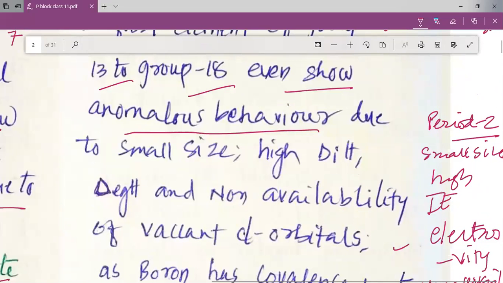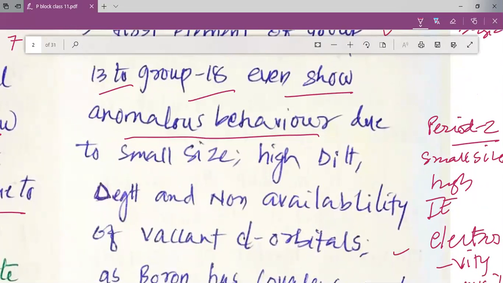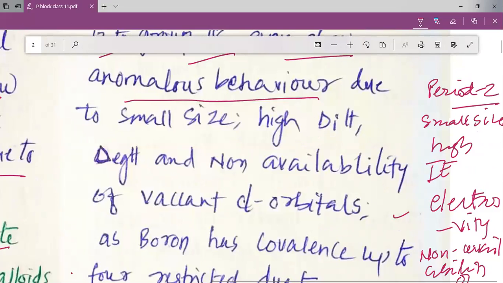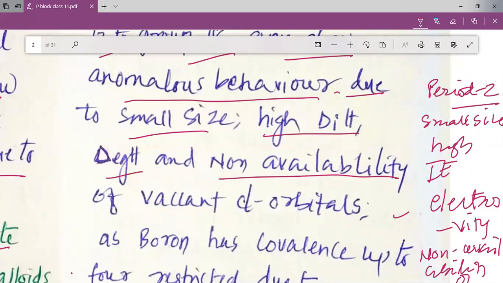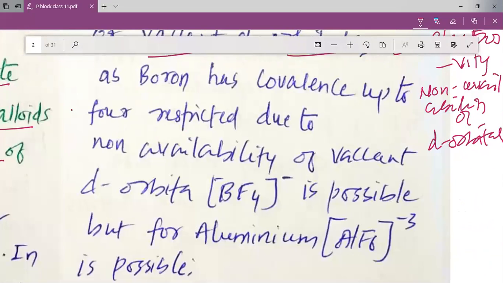They also show the diagonal relationship, my dear students, and we have studied the diagonal relationship for lithium as well as beryllium. So they show the anomalous behavior due to small size, high ionization enthalpy, high electron gain enthalpy, and non-availability of vacant d orbitals. Boron has a covalence up to 4, restricted due to the non-availability of vacant d orbitals, and that is why boron can form BF4 minus.